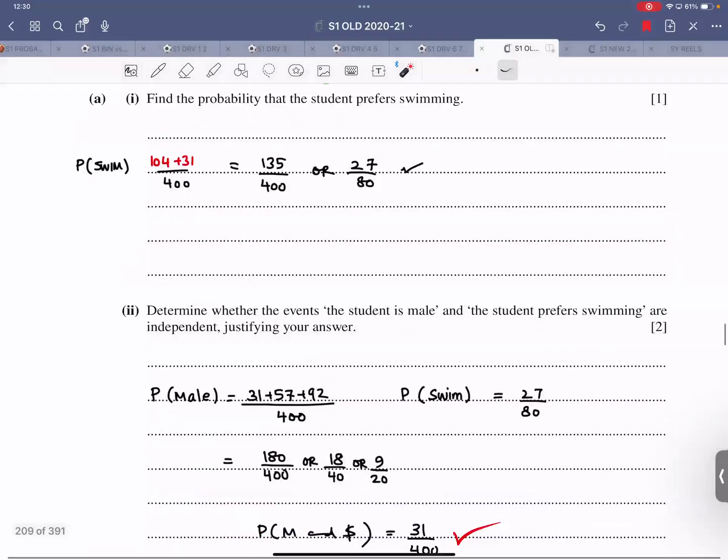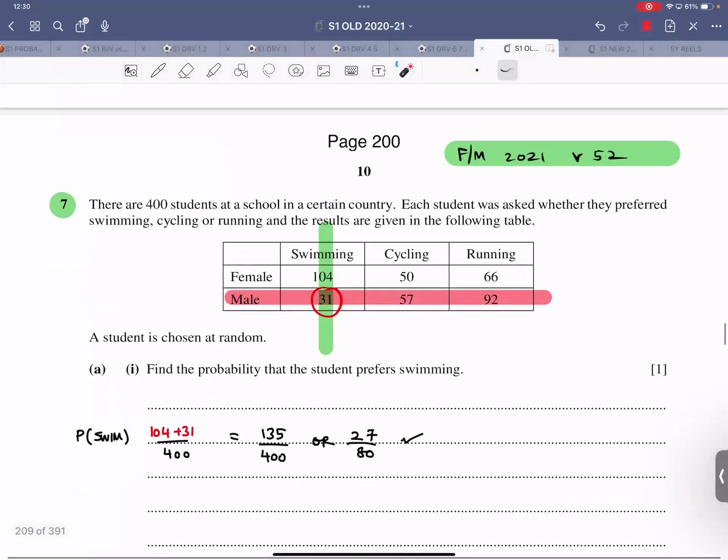Next one, let's have a look at this. Another table question. The question says there are 400 students at a school in a certain country. Each student was asked whether they preferred swimming, cycling, running, and the results are given in the following table. So now this is like a matrix. This is a 2 by 3 matrix.